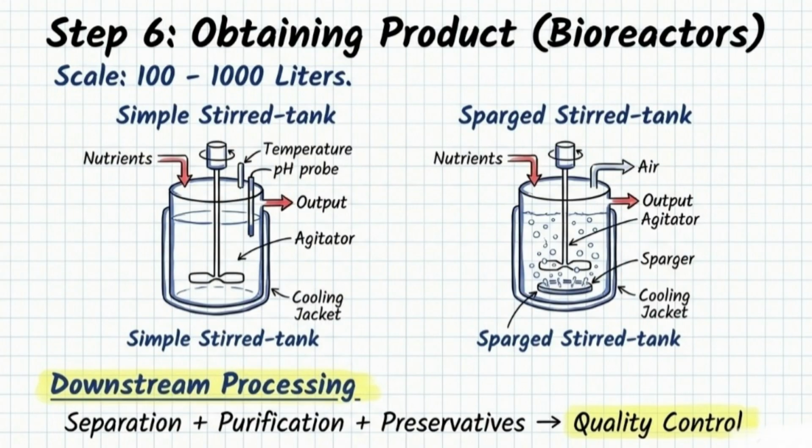After obtaining the product, the next important step is downstream processing. It includes separation, purification, addition of preservatives. Finally, the product undergoes quality control to ensure safety and effectiveness.